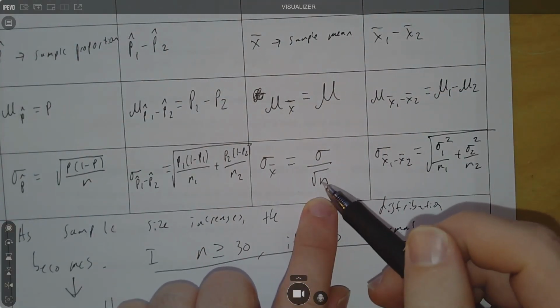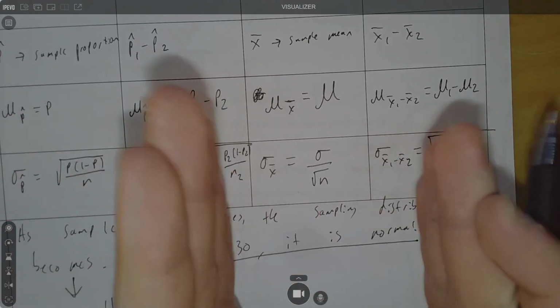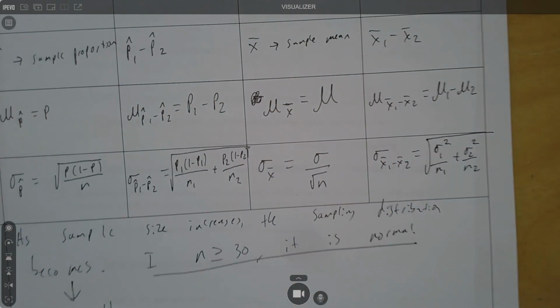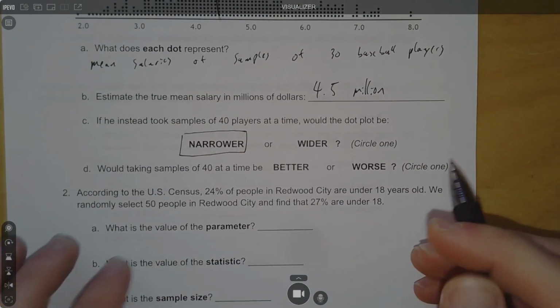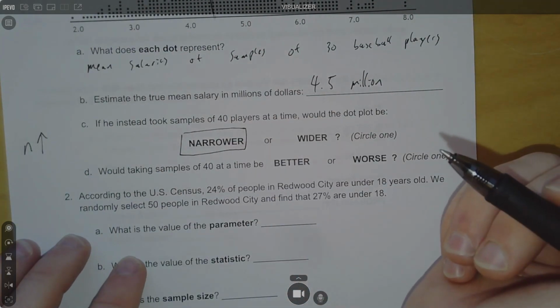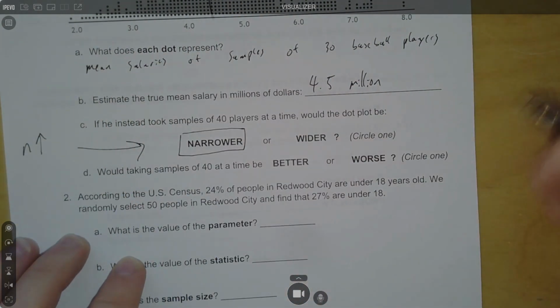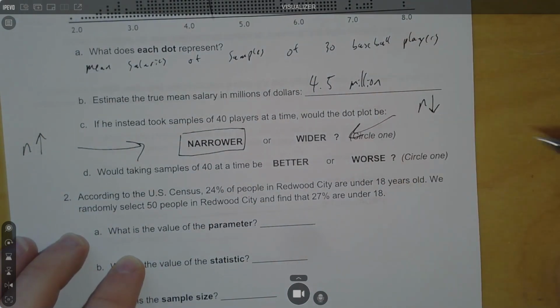This is sample size. So as this goes up, that standard deviation becomes tighter and tighter, becomes smaller. So that's why it is going to become narrower. If sample size goes up, as n goes up, we go narrower. If n were to go down, we would go wider.